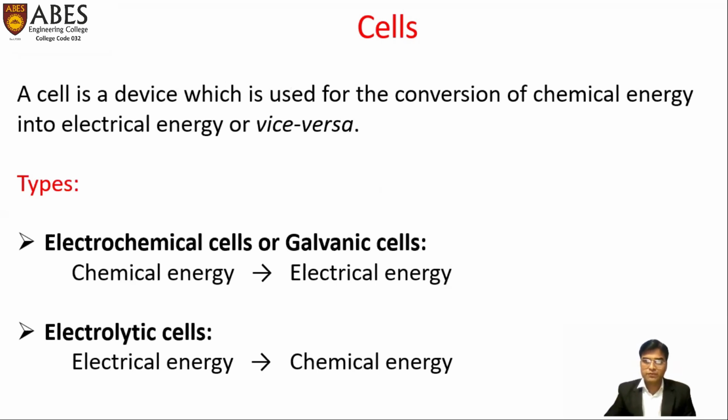The second category of cells is called electrolytic cells. These convert electrical energy into chemical energy. As the name suggests, they utilize electricity for the breakage of chemical bonds, and this is how they convert and store the electrical energy in the form of chemical energy.